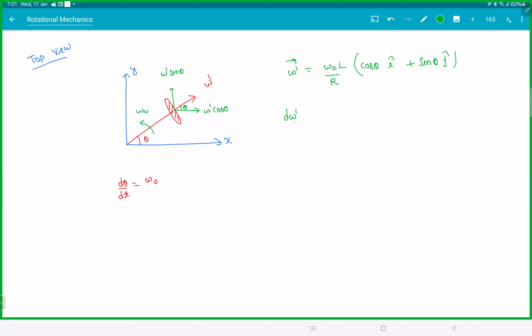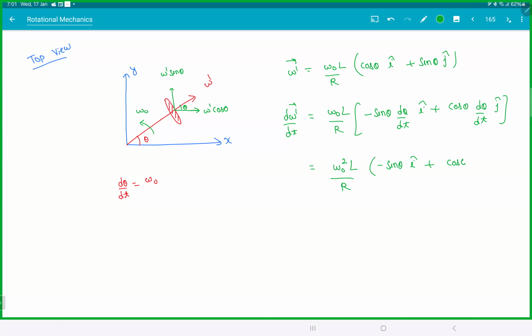So d omega dash by dt, the magnitude was constant, omega naught L by R, that will become minus sin theta d theta by dt i cap plus cos theta d theta by dt j cap. So d theta by dt is nothing but omega naught. So this will become omega naught square L by R times minus sin theta i cap plus cos theta j cap.